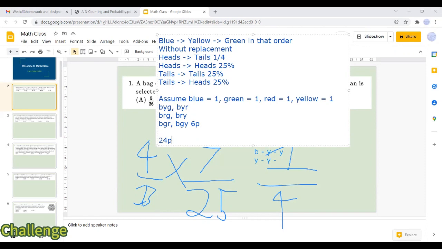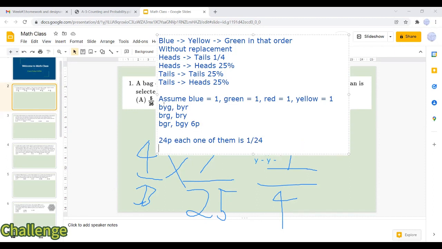Yeah, so if it has 24 different possibilities, then we see that there's practically no difference between blue, yellow, green, and let's say blue, red, yellow. There's no difference except that it has different colors. But the colors all have the same quantity, which means they have the same possibility. So each one of them is 1 over 24.